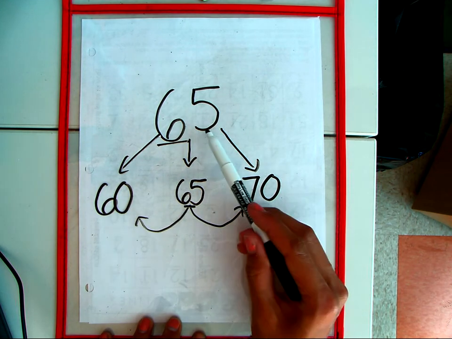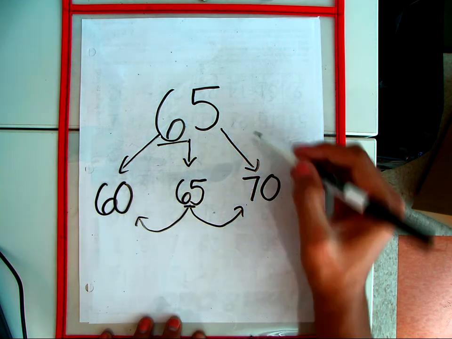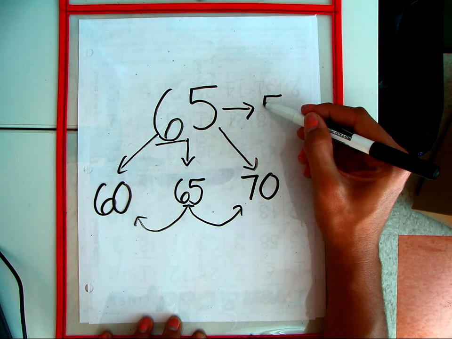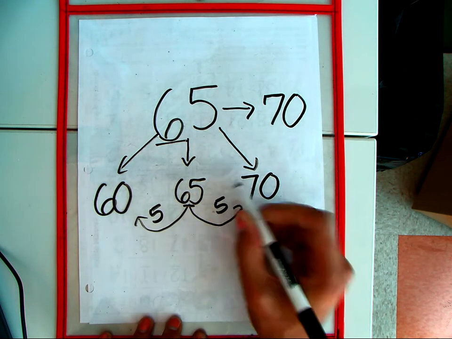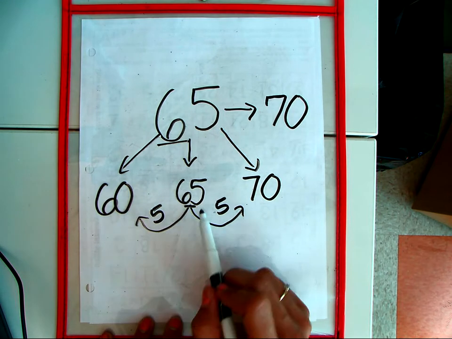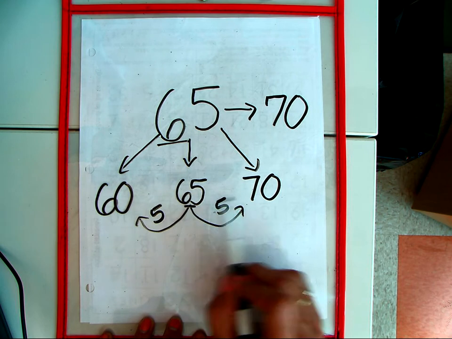If the number that you're rounding is the midpoint, we always round up. So we would round 65 up to 70. When students look at this, they see that 65 is 5 away from 60 and 5 away from 70. So when it's an equal distance, we round up.